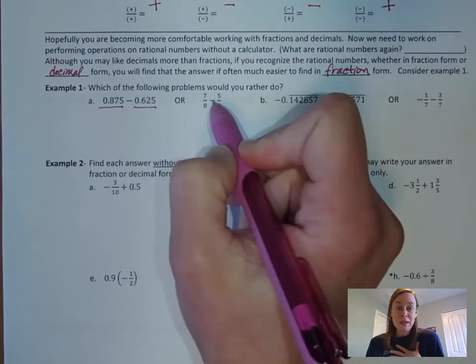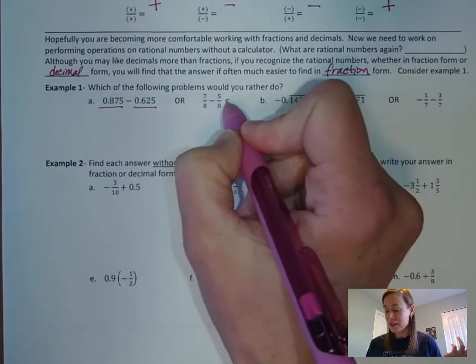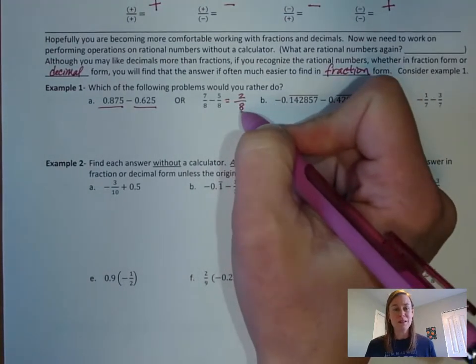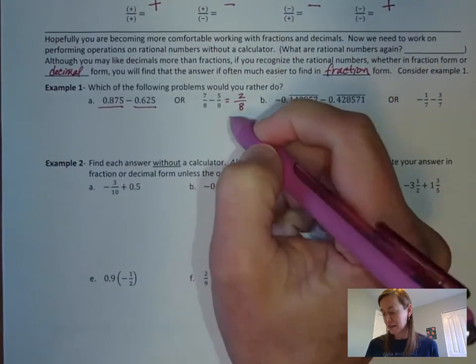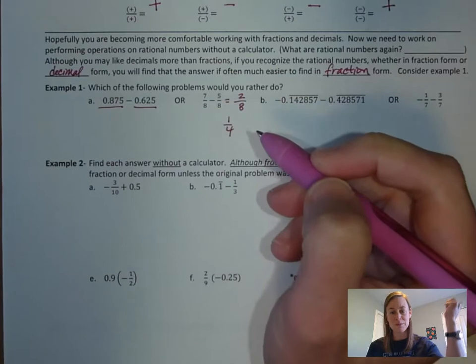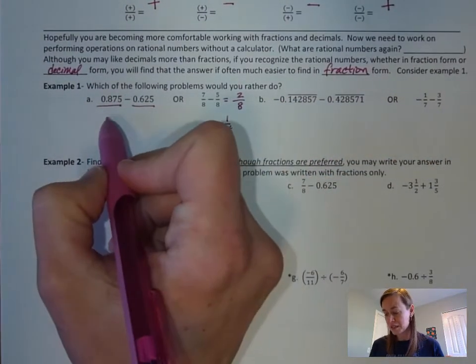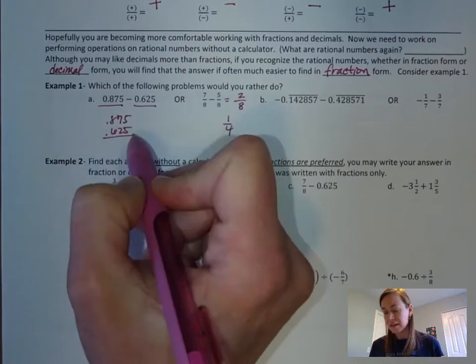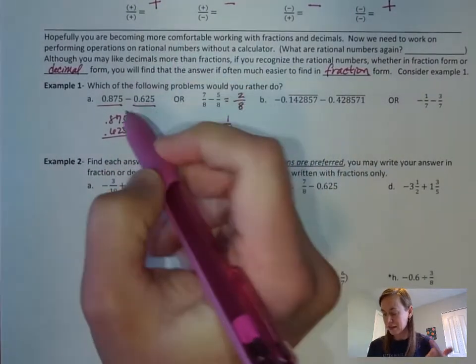I would much rather do this one because I can just say in my head, okay, 7 minus 5 equals 2. Keep that common denominator on the bottom, which was an 8. And then I'm just going to simplify that to 1/4 and boom, I'm done. But if you were to subtract 0.875 minus 0.625, it would be the same answer. Let's see how that goes.